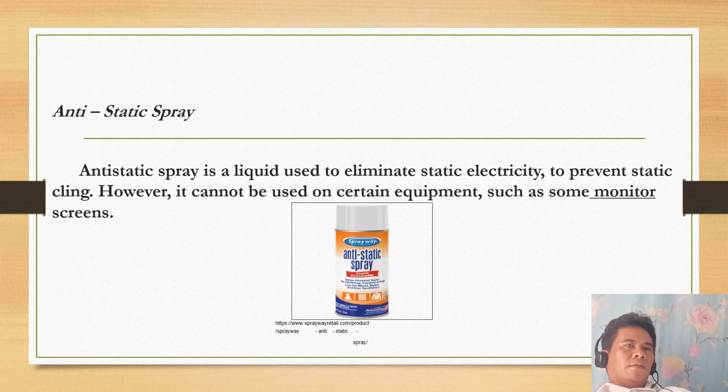So another one, anti-static device, the antistatic spray. Antistatic spray is a liquid used to eliminate static electricity to prevent static cling. However, it cannot be used on certain equipment such as some monitor or screen.